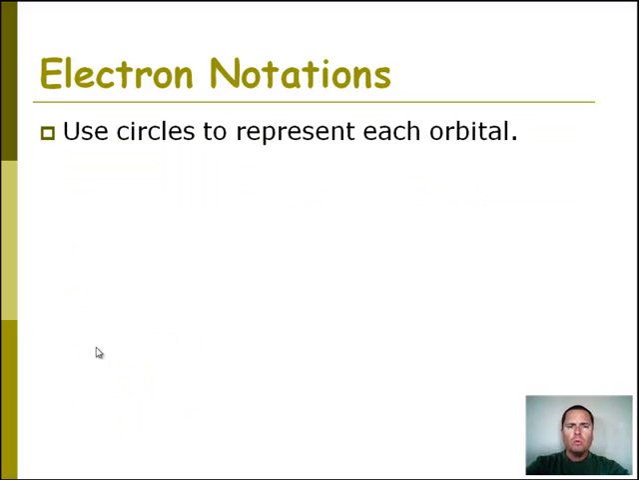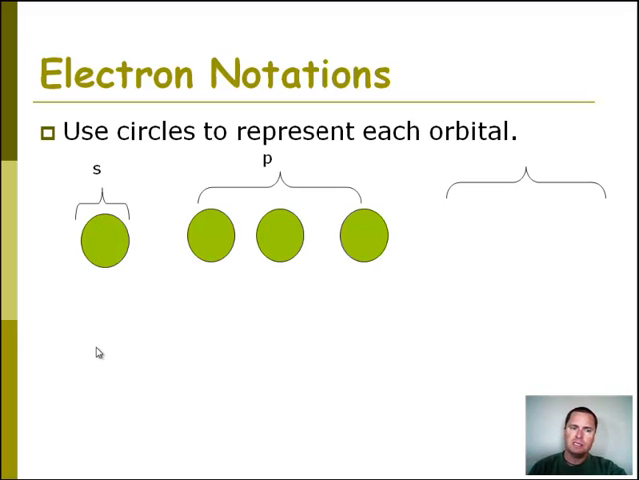For the sake of our class, we're going to use circles to represent each orbital. So we're drawing a picture, we're going to be drawing circles. Everybody can do this. Here it is. S has 1 position, so it's going to have 1 circle. P has 3: 1, 2, 3. And then D, how many should D have? Well, hopefully you're saying 5, and it should have 5. And F should have 7 circles.